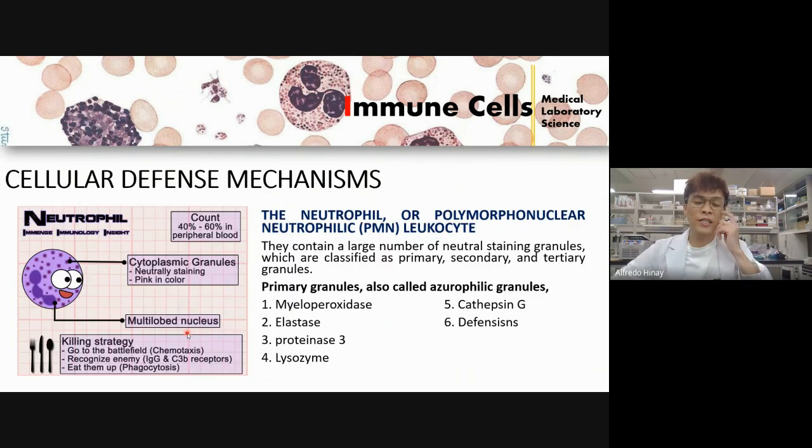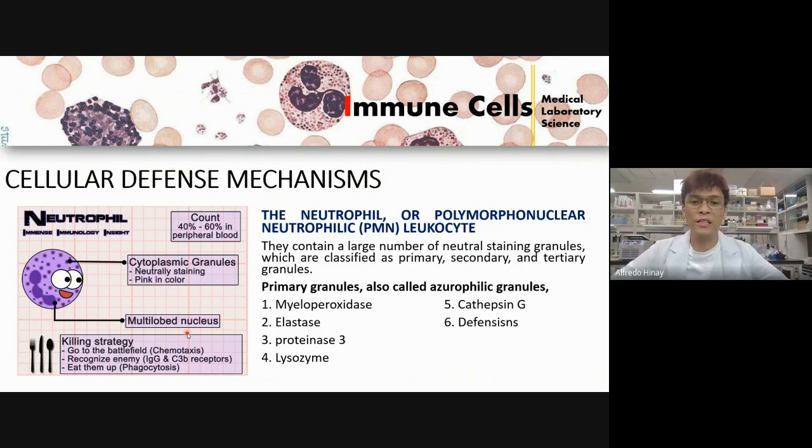So the neutrophil or your PMNs, they contain a large number of your neutral staining granules, which are classified as primary, secondary, and tertiary granules. Take note of this one class. For your primary granules, they're also called your azurophilic granules class. One is your myeloperoxidase, you have your elastase, you have your lysozymes, you have your protease 3, you have your cathepsin G, and you have your defensins.